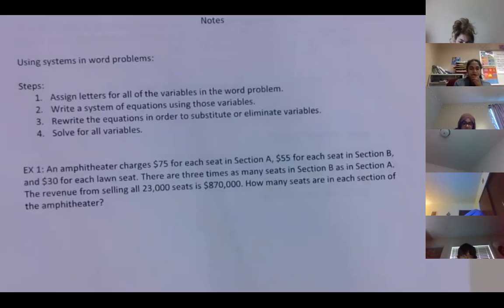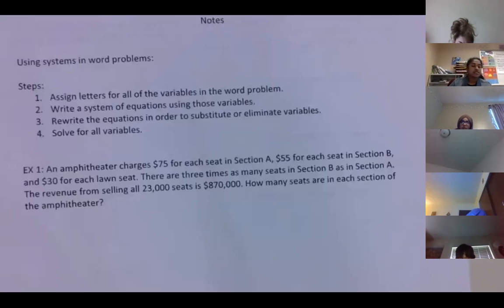An amphitheater charges $75 for each seat in section A, $55 for each seat in section B, and $30 for each lawn seat. There are 3 times as many seats in section B as in section A. The revenue for selling all 23,000 seats is $870,000. How many seats are in each section of the amphitheater?